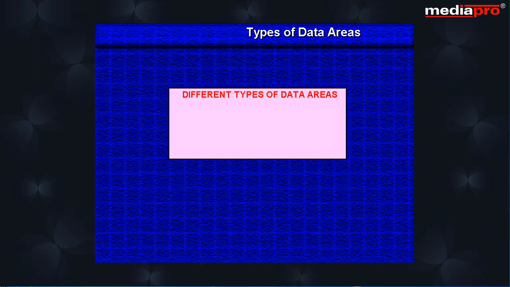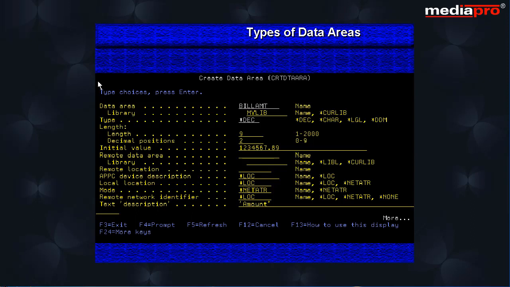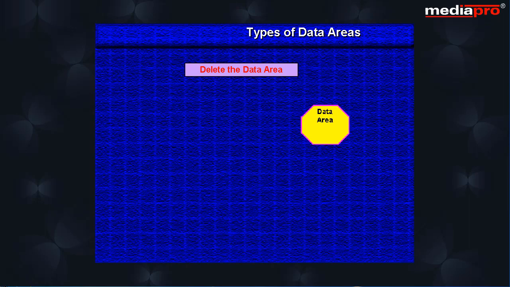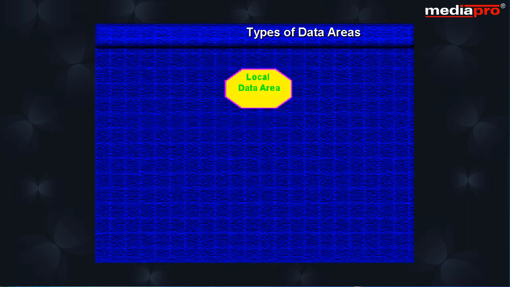There are different types of data areas. You have general data areas, local data areas, and group data areas. A general data area is created by the user through the create data area command. It can hold only a single piece of data that can be either character, numeric, or logical. In the case of character values, it could be logically split into multiple pieces of information. The user can delete general data areas when they are no longer required.